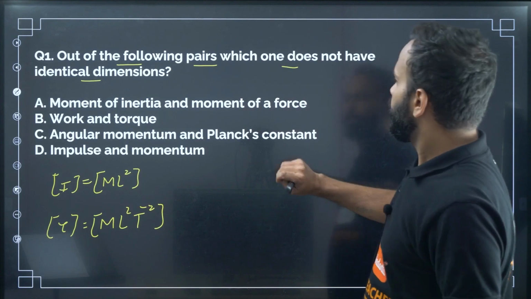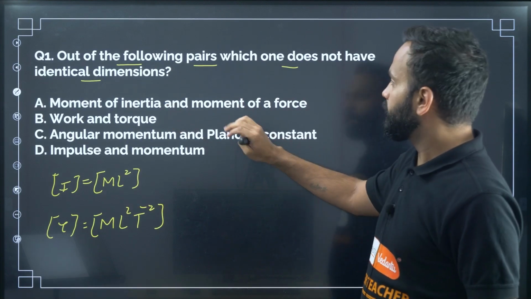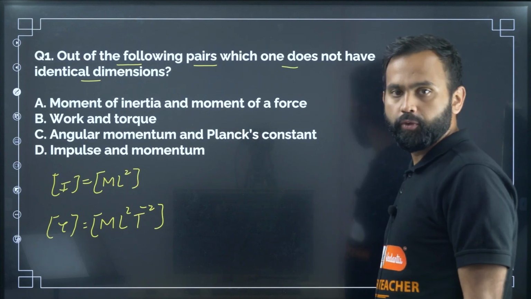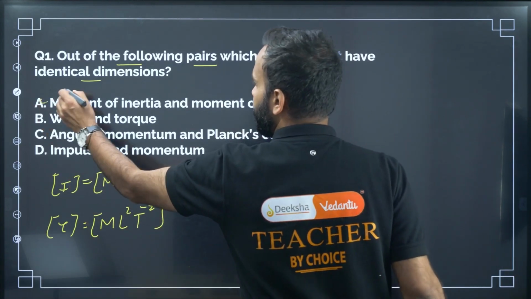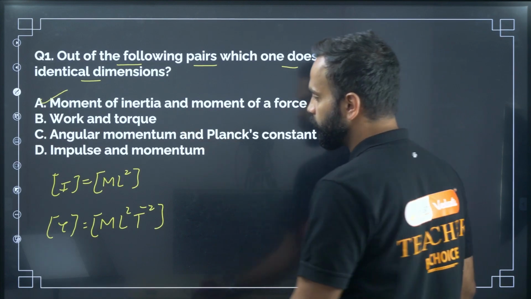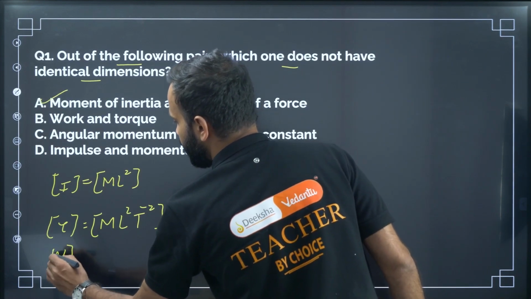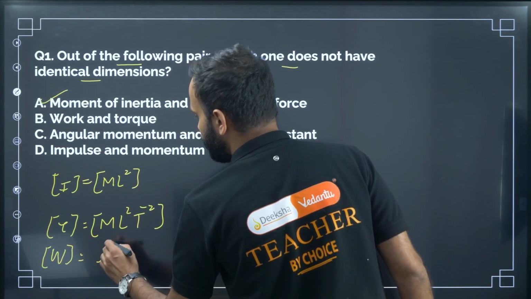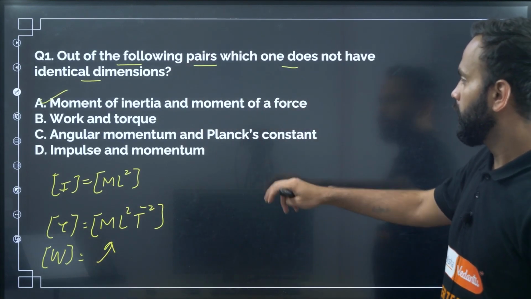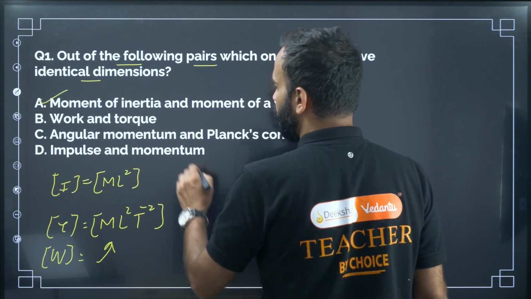So here these two do not match, right? Moment of inertia and moment of force do not match. So option A is correct. Option B, work and torque. What is the dimension formula of the work? It is the same as the dimension formula of the torque, since work is F into S. So these two pair up. Option B is wrong.